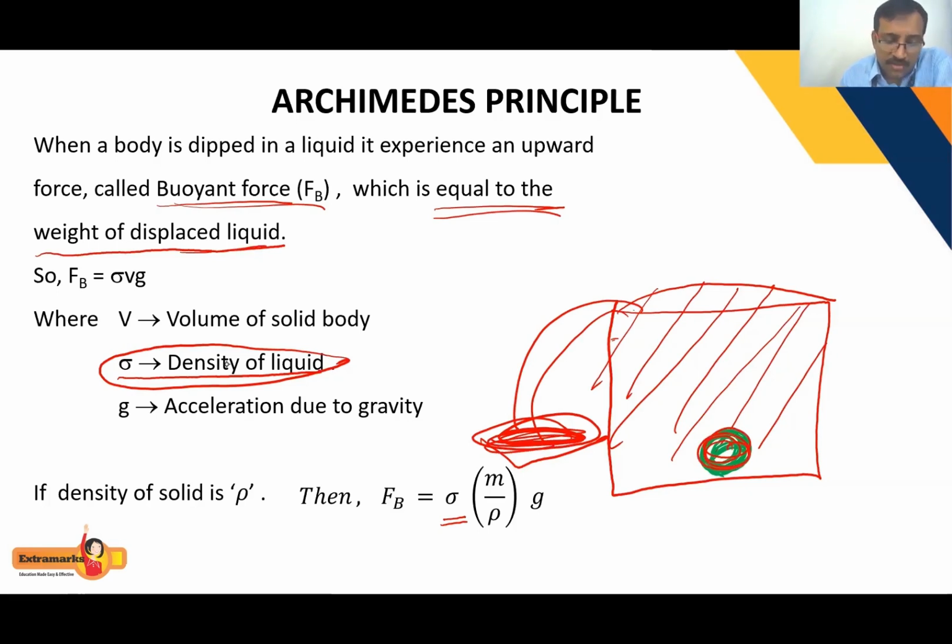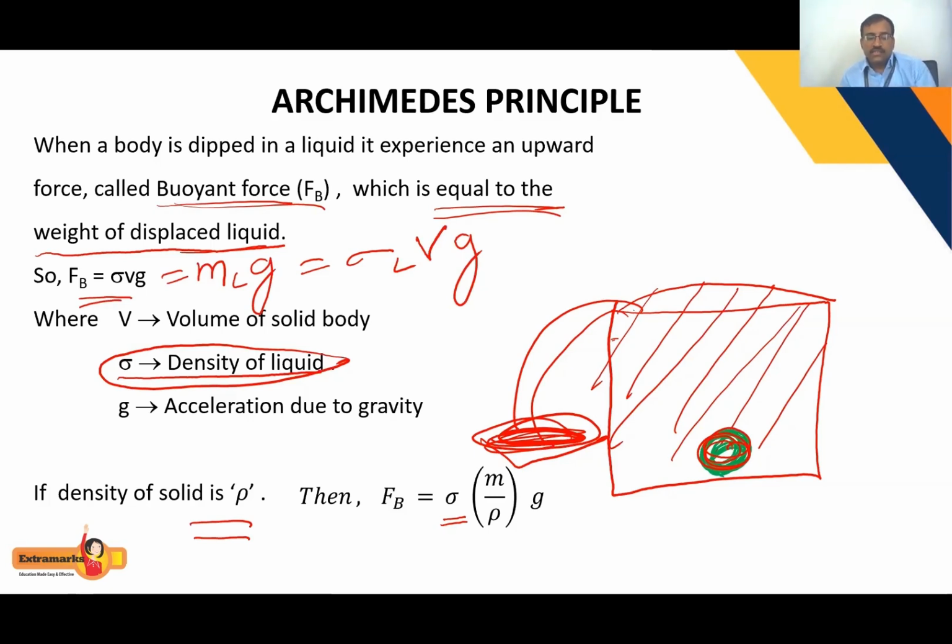So this weight of the liquid displaced due to this solid sphere is nothing but the buoyancy force. And that is nothing but m, the mass of the liquid, into g. Mass of the liquid is density of the liquid into volume into g. So that is what was written here. Now if the density of the solid is rho, the buoyancy force can also be balanced like this. That is, upward force should balance downward force, that is the weight of the body. So then you will get this expression.